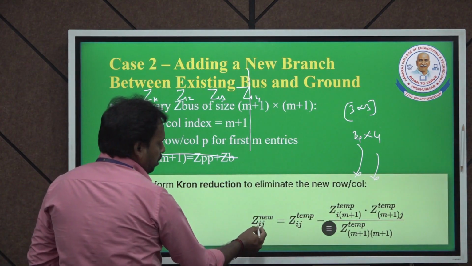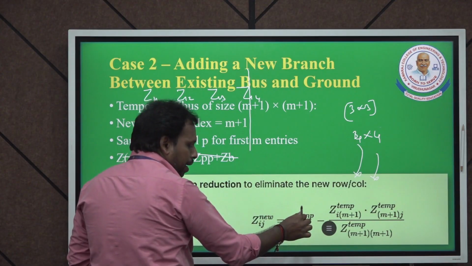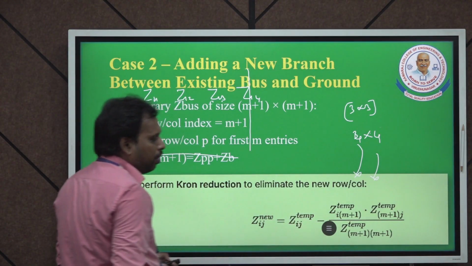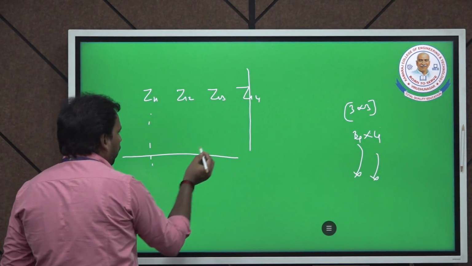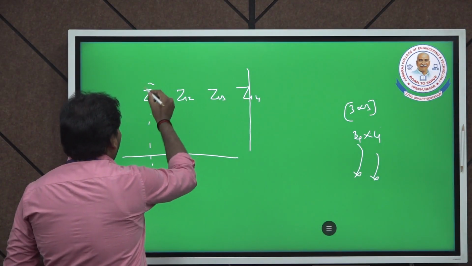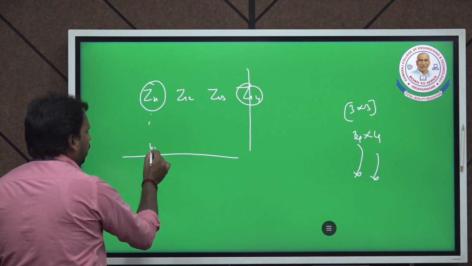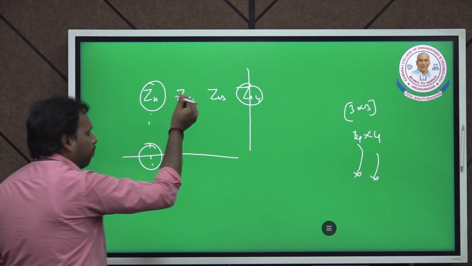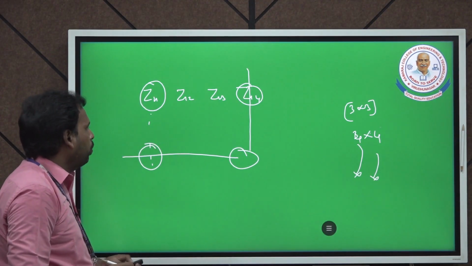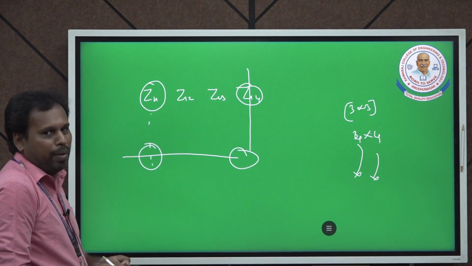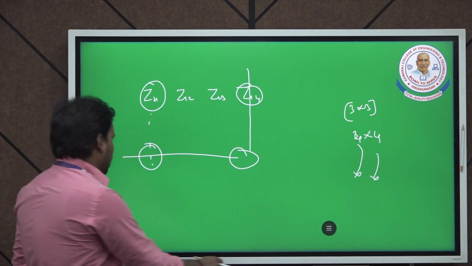We already said the equation: Zij new equals Zij temporary minus the temporary mutual terms. That means if I am eliminating the fourth bus, I find the value in that row and column, divided by the diagonal value. That is the thing. We are going to calculate the new reduced matrix this way. Okay. This is case 2.